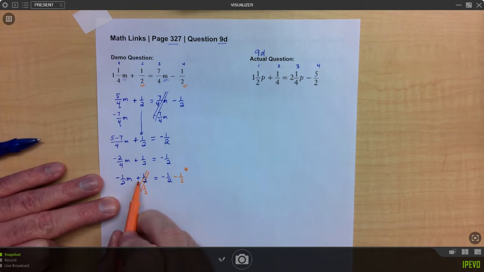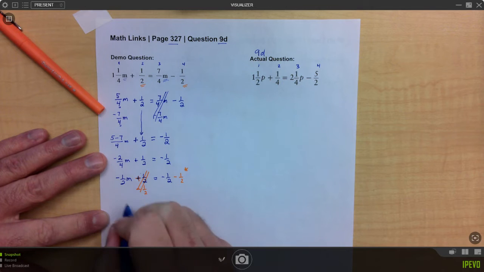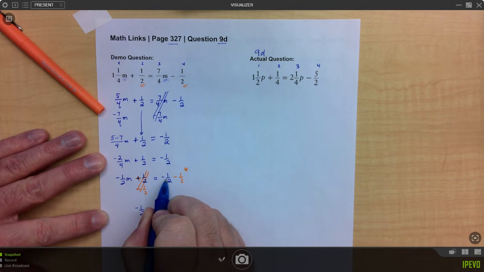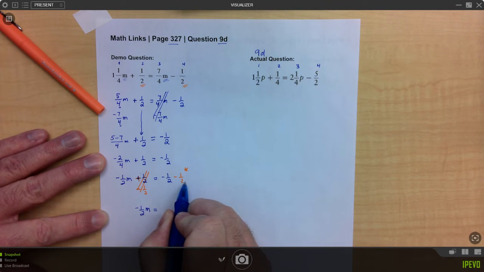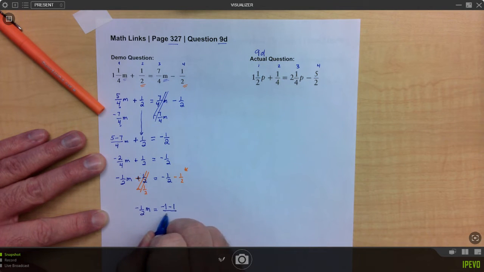By the way, that's a zero pair. I had adding a half, so I subtracted a half. That's a zero pair. So what am I left with? I'm left with, on the left side, negative 1/2 m. Now, a negative half, subtract a half, okay? Think of it. It's -1, subtract 1, all over the same common denominator of 2.